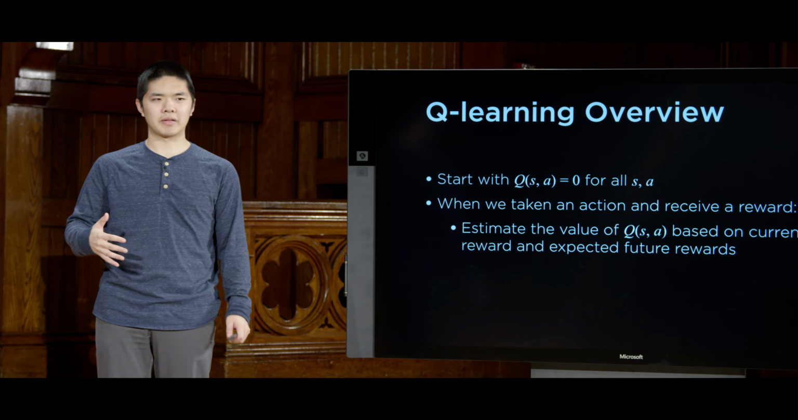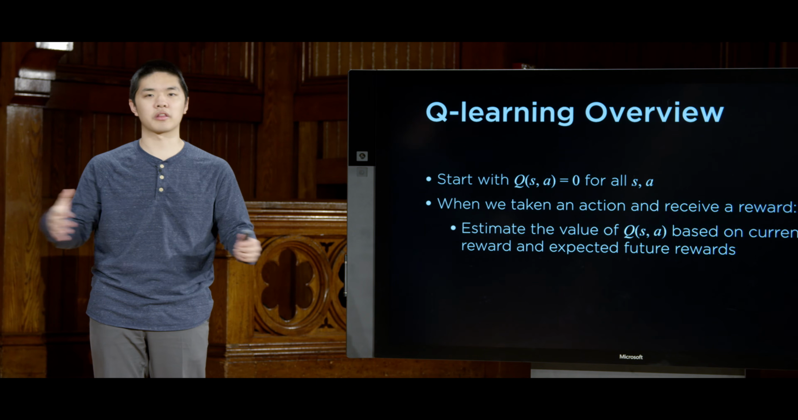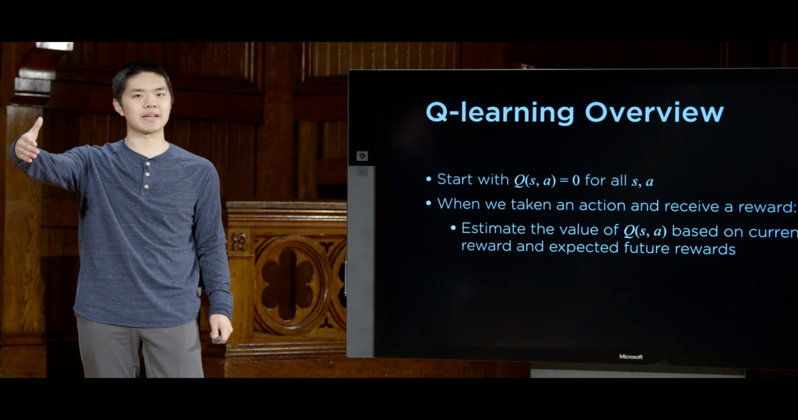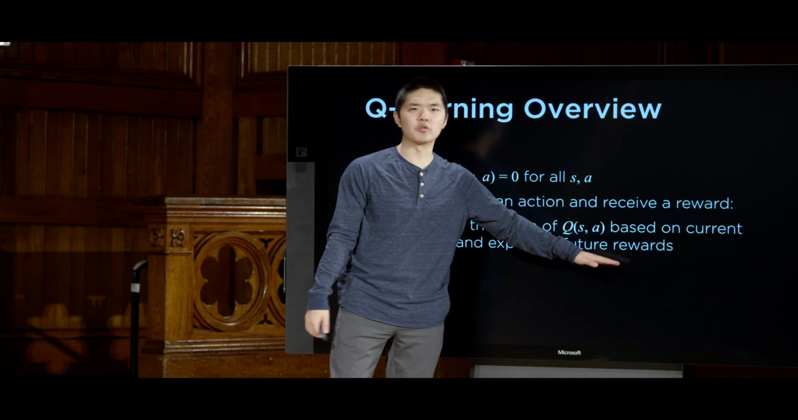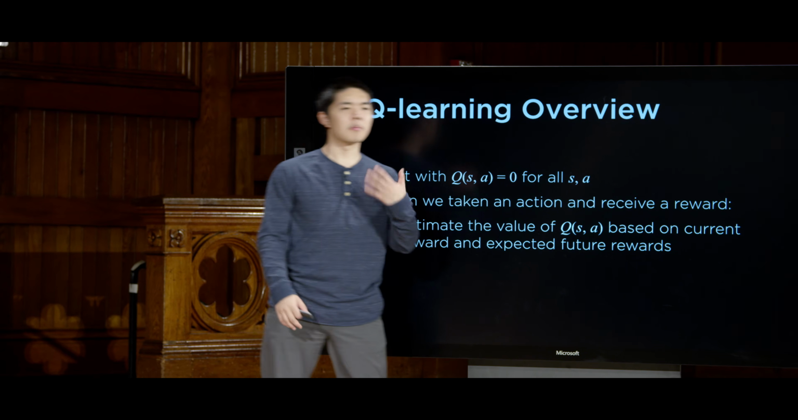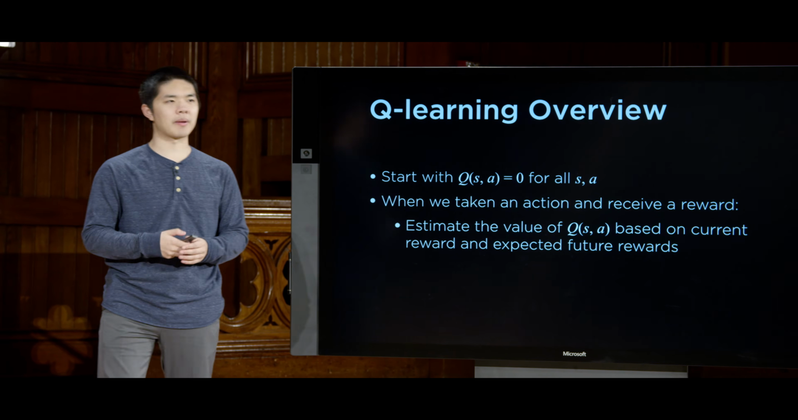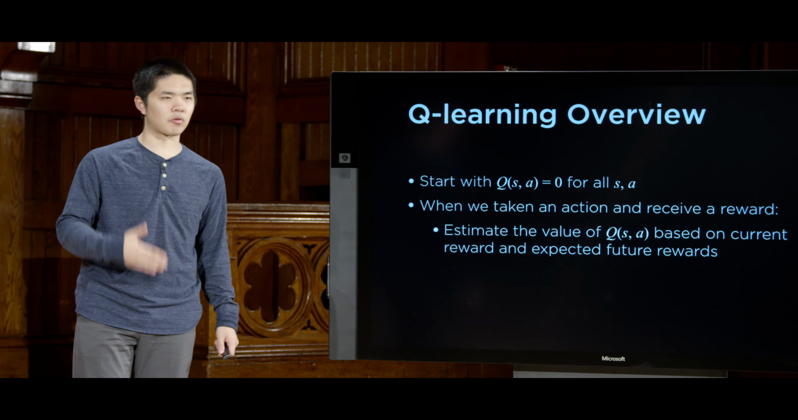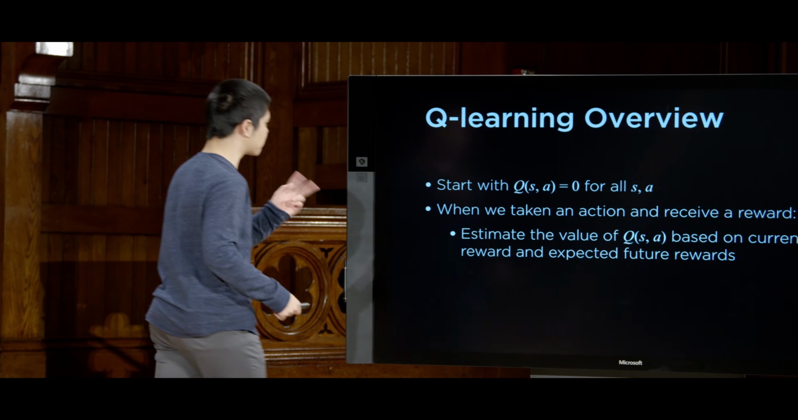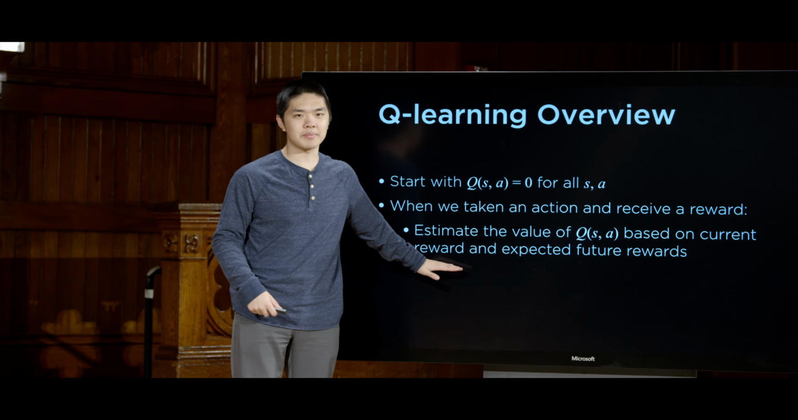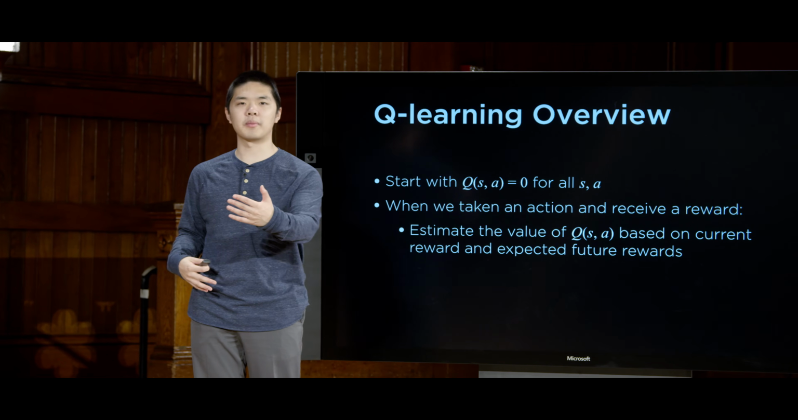But assuming the situation isn't over, assuming there are still future actions that I might take, I also need to take into account the expected future rewards. If you imagine an agent interacting with the environment, sometimes you'll take an action and get a reward, but then you can keep taking more actions and get more rewards. Both are relevant: the current reward I'm getting from this current step and also my future reward.